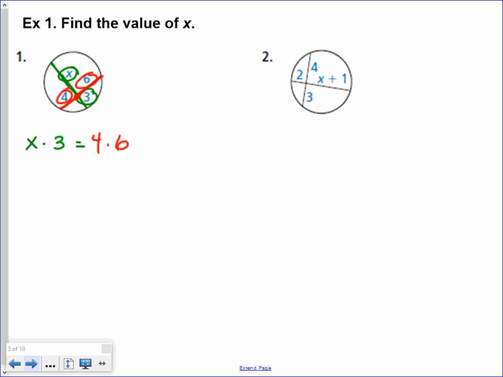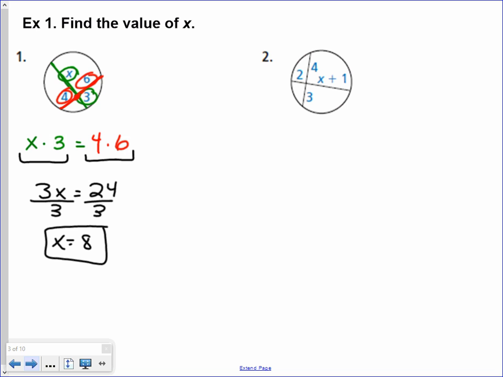Okay, so from here we get a little bit of algebra. X times 3 is what? 3x. 4 times 6 is 24. Divide by 3 and x is 8. So Isaiah, if you would have added them, you would have gotten x equals 7, which is not correct. So that theorem wouldn't work.